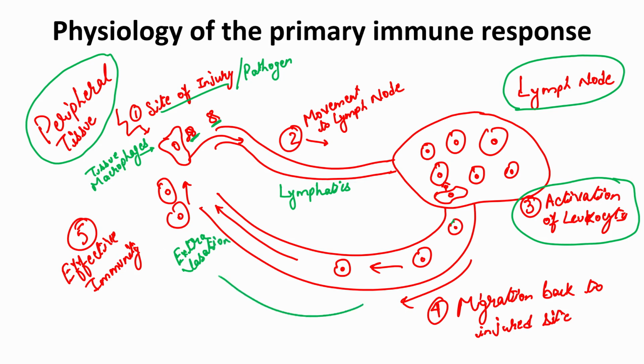And now you have more and more leukocytes coming in, which are actually trained on how to handle pathogens that have this particular antigen. They will come in and start to clear away whatever pathogen or foreign material is present. So, that is how the adaptive immune response kicks in. That is the physiology of it.